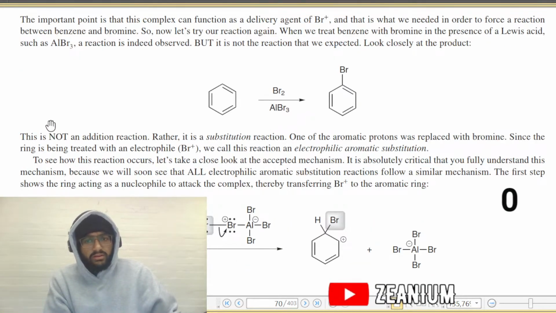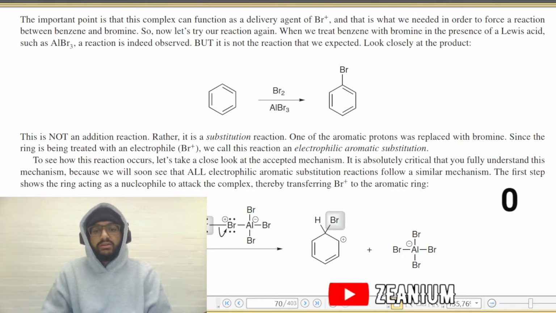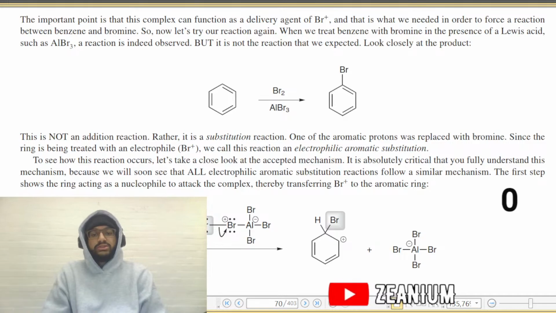So this is not an addition reaction, rather it is a substitution reaction. One of the aromatic protons was replaced with bromine. Since the ring is being treated with the electrophile, which is Br plus, we call this reaction an electrophilic aromatic substitution. To see how this reaction occurs, let's take a close look at the accepted mechanism.